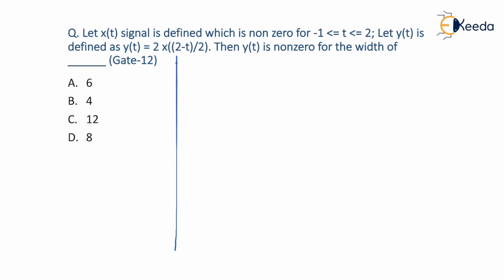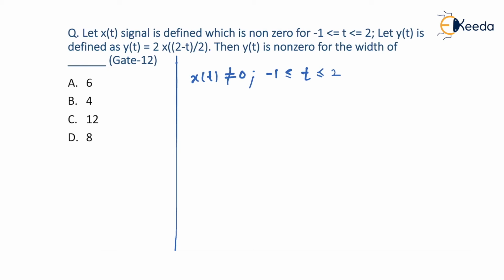So first of all, we'll write the property of a parent signal. It says that x of t signal is defined which is non-zero. Okay, so x of t is non-zero, meaning not equal to 0, when t is lying between -1 to 2. Can I recall this property as x of t is not equal to 0 when the argument is lying between -1 to +2.